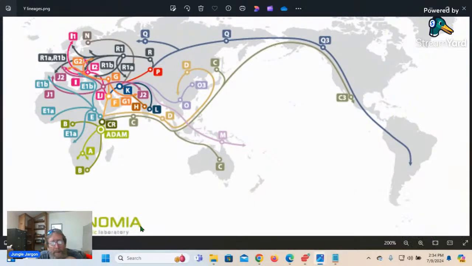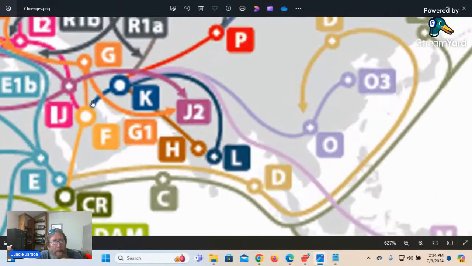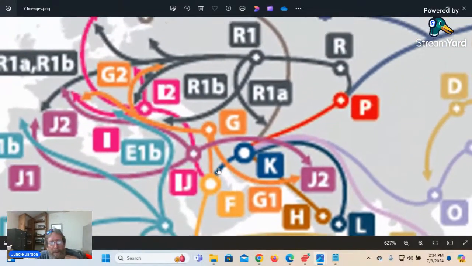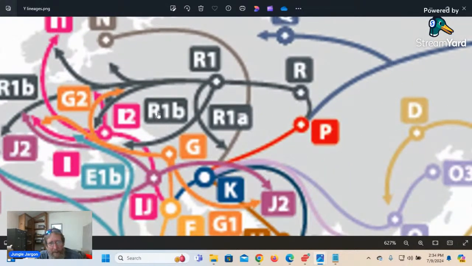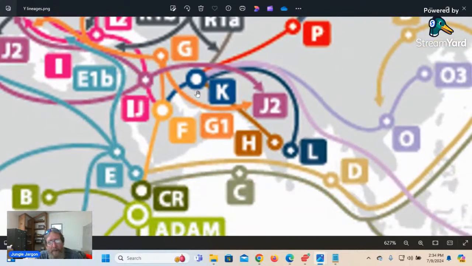So if you want to be thoroughly confused, you can look at this map here. It's kind of like what I was talking about. There's the I there, I2 here, the R1A and the R1B. There's the K. There's the L in India. And there's the H of the Elamites that went to India, the Dravidians.